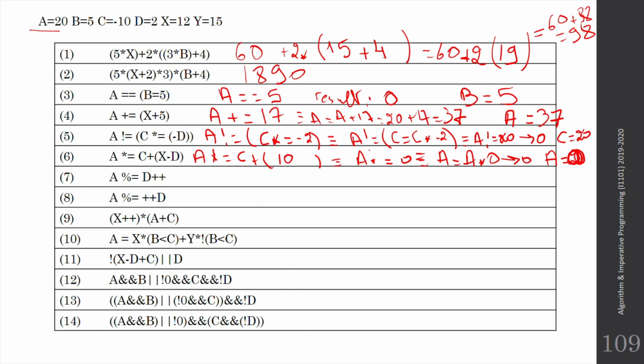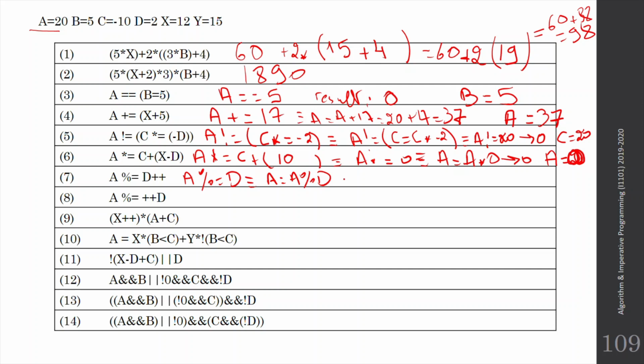Let's do the following. A modulo equal d plus plus. So we have here modulo equal and plus plus. If you remember in the table, plus plus is more powerful than modulo equal. So first we evaluate the d plus plus, and then we evaluate the modulo equal. And as you remember, d plus plus is a post incrementation. So what does it mean? I will later on do the addition. So first we will do a modulo equal d, and then at a later stage we will do the d plus plus. So this one will be equivalent to a equal a modulo d.